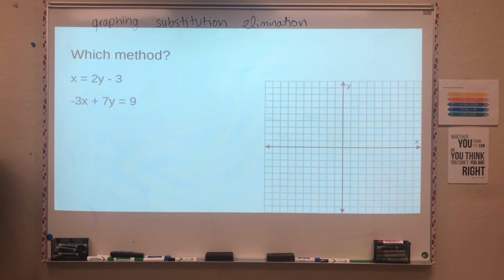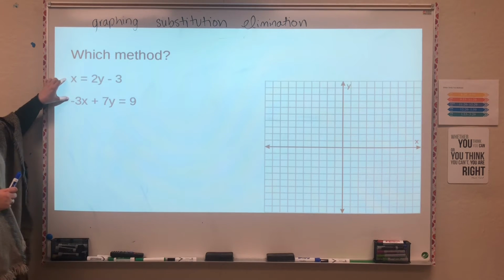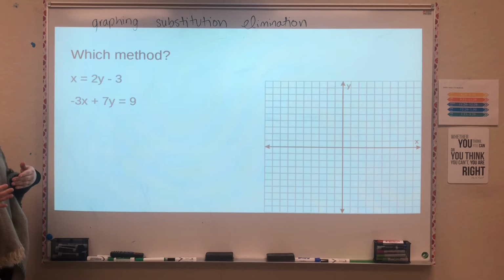Probably substitution. Tell me why. Because there's an x equals something you could put into the second equation. Yeah. If we had wanted to use graphing, it would have involved us changing both of these into slope-intercept form.